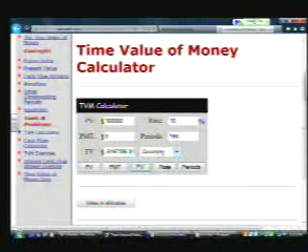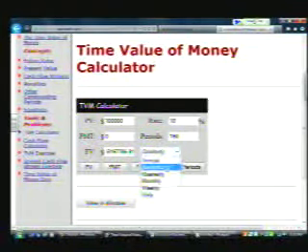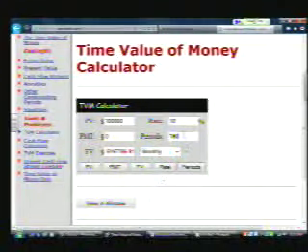And then you could even compound monthly. If you compound monthly, you would have to change, let's see, how many months are there in 40 years, Courtney? 480. 480 is correct. So you'd have to change that to 480, and now the future value, well, now you get 5.37 million.